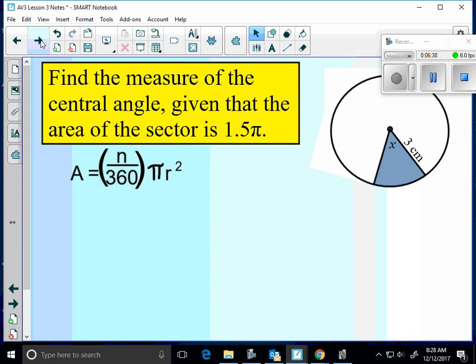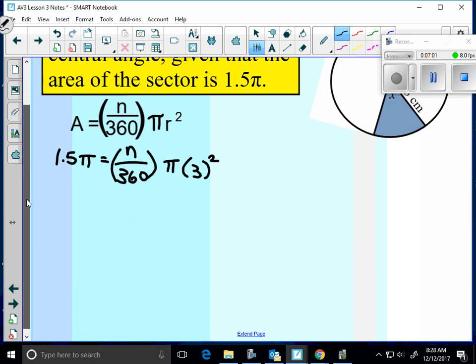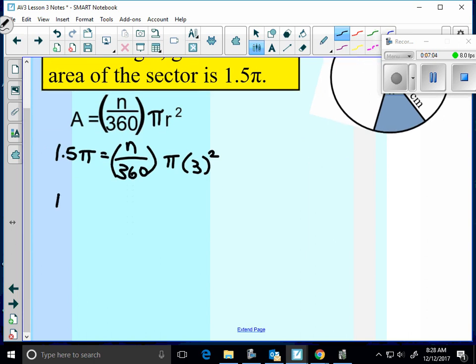Okay. Oh, this is a good one. Find the measure of the central angle. Now the missing variable is not a and it's not r, it's n. We want to find n. So we're given the area is 1.5 pi. We don't know n, but we do know r. All right, so let's clean this up and make it look a little nicer. I got 1.5 pi equal to n over 360 times 9 pi.